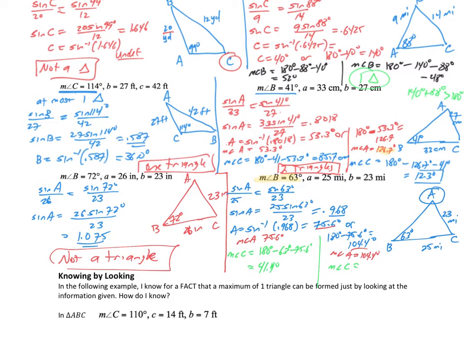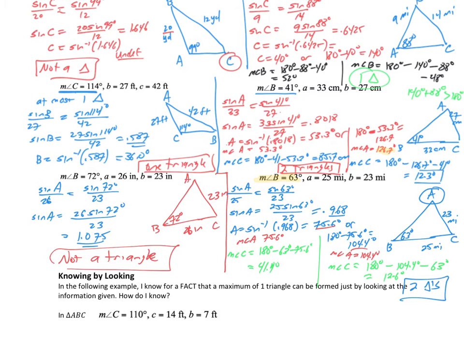The measure of angle C, this is the one we really need to check, is going to be 180 degrees minus the measure of angle A that we found, 104.4 degrees, sorry, minus the measure of angle B, which is 63 degrees. And when we do that, we get 12.6 degrees. So we can therefore conclude that there are two triangles in this case.